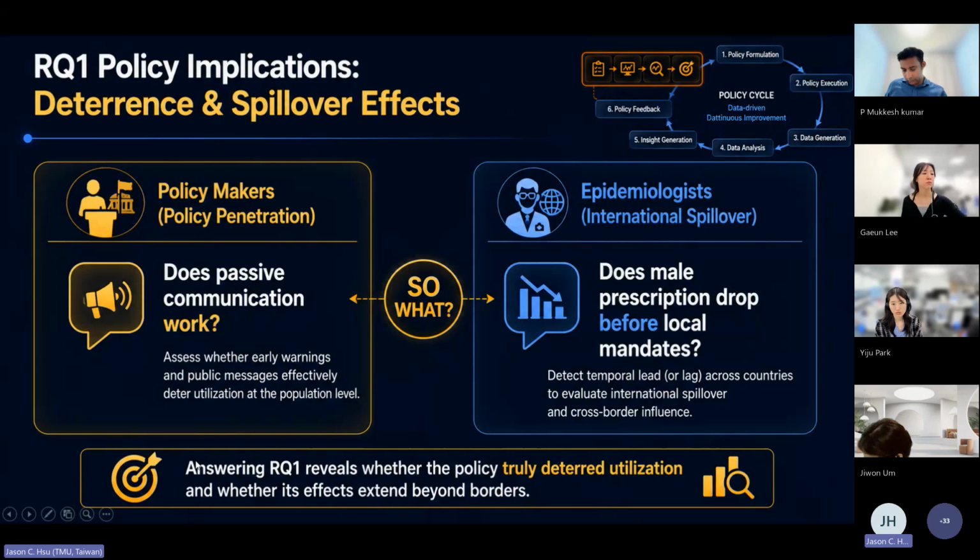But for the epidemiologists, we are looking at international spillover. For example, when some countries issued a major safety alert early on, did clinicians in other countries reduce their prescribing even before their own local governments issued the mandate or regulations? Detecting this temporal lead or lag across borders is key to evaluating national scientific influences.